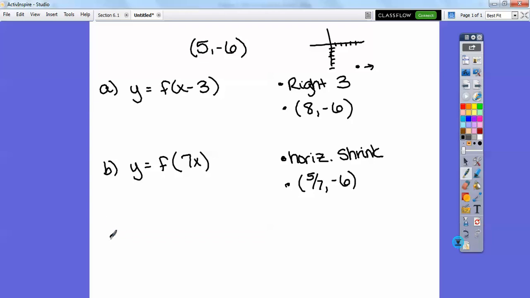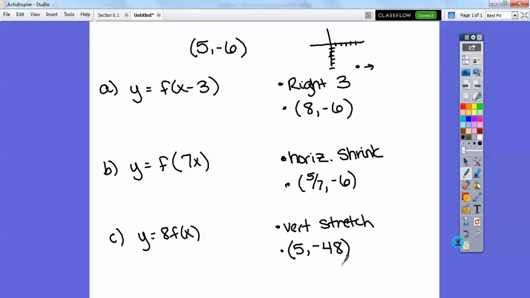One more. If I said y equals 4, actually let's not do that. Let's do 8f(x). That is on the outside, so it's vertical. So it does what you think. So that would be a vertical stretch. Vertical changes a y, and it does what it says. So it would be taking your y values times 8, so it becomes (5, -48). So that's how you do question number 1 on your handout.